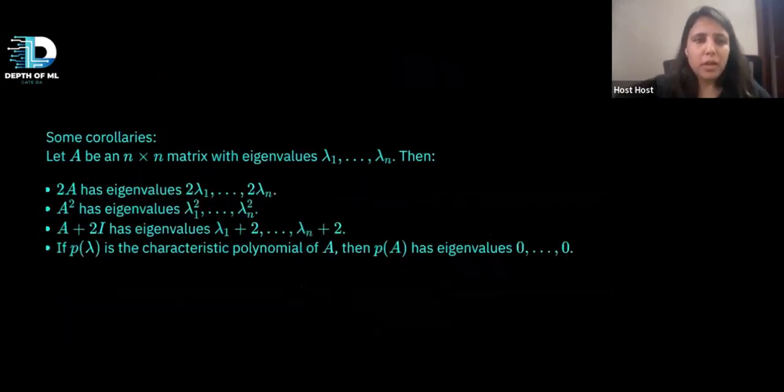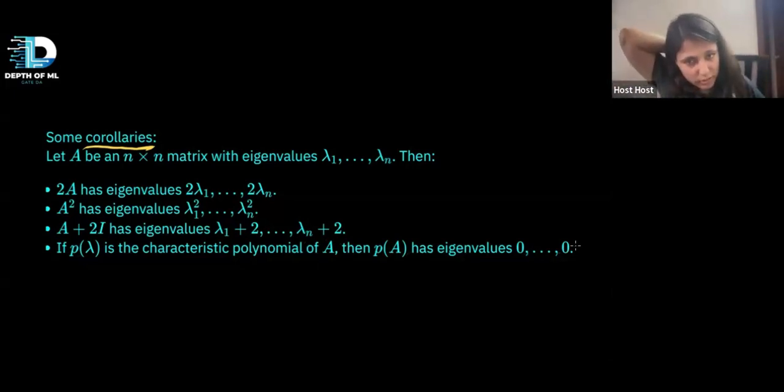Now there are some corollaries to this. Again, it's saying that A is an n cross n matrix and you have some n eigenvalues, and obviously they can repeat. Then 2A will have eigenvalues 2 lambda 1, 2 lambda 2, up to 2 lambda n. A square will have the squares. A plus 2I will have lambda i plus 2. And if p of lambda is a characteristic polynomial of A, then p of A will have eigenvalues 0, 0, 0.